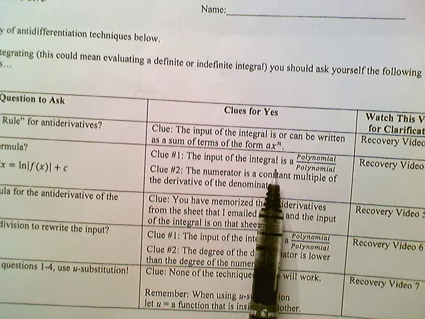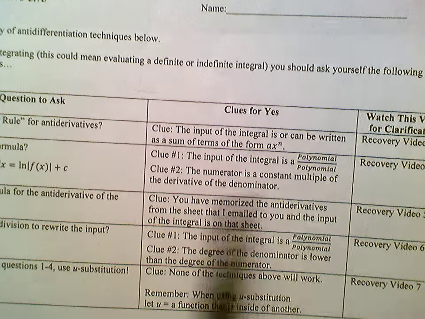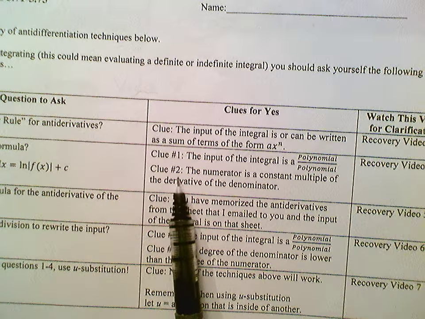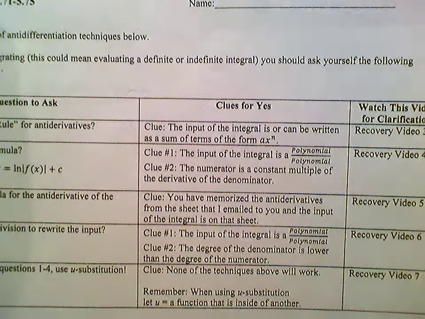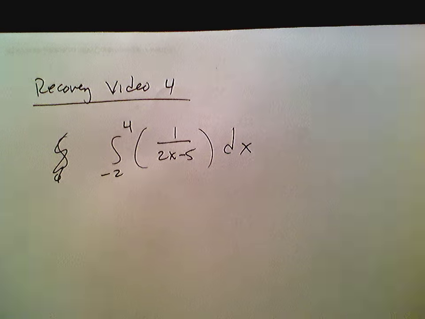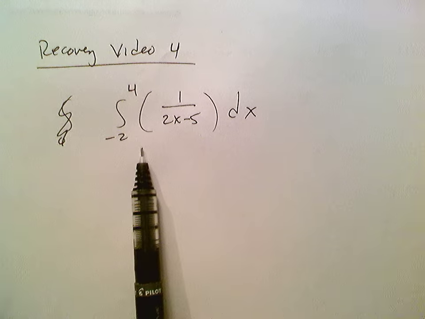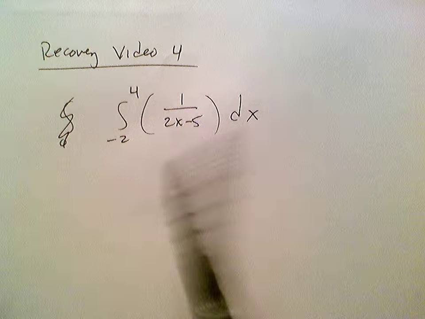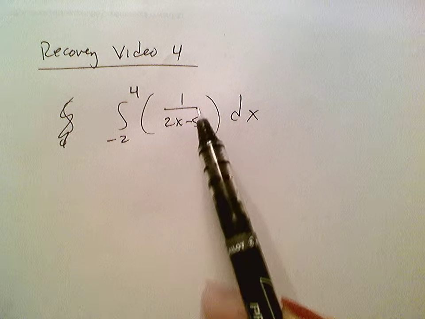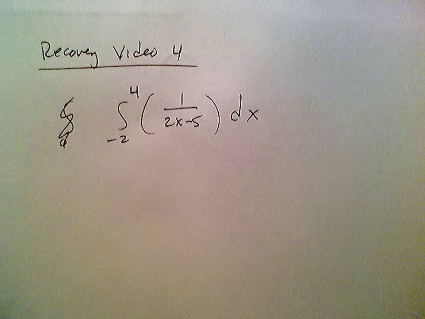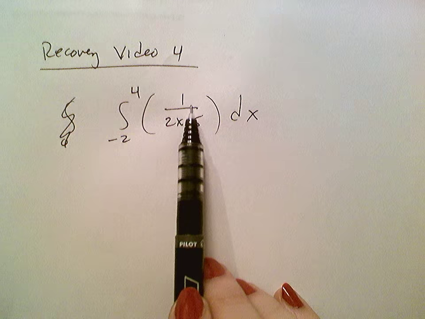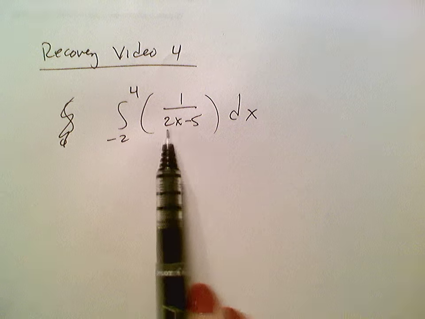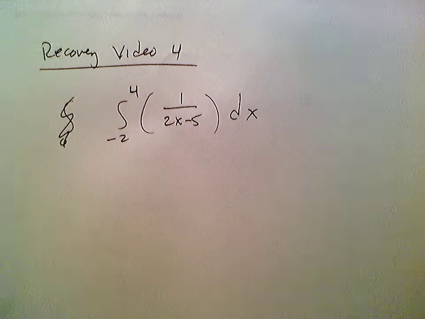The input of the integral is a polynomial over a polynomial, clue number 1, but then clue number 2 has to apply as well. The numerator is a constant multiple of the derivative of the denominator. A constant is in fact a polynomial, guys. It's a polynomial of 0 degree because we can represent this as 1x to the 0. And then the denominator is also a polynomial.